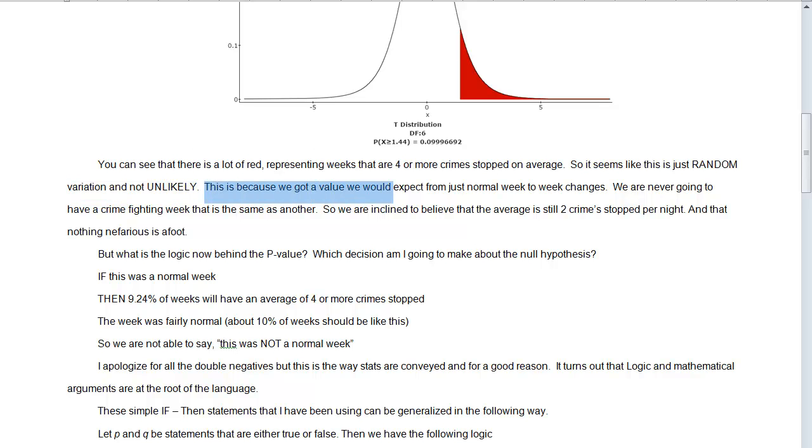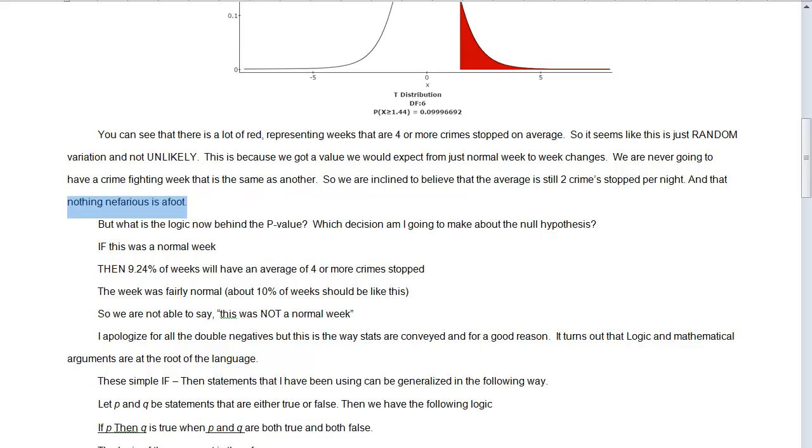So it does seem like this is just a random variation and not unlikely. And this is because we got a value we would expect just from normal week-to-week changes, even if the average overall is still 2. Because we're never going to have a crime-fighting week that is the same as another. Every week, every night is going to be different. So we're inclined to believe that the average is still 2 crimes stopped per night, and that nothing really nefarious is afoot. Okay? But what is the logic behind the p-value?